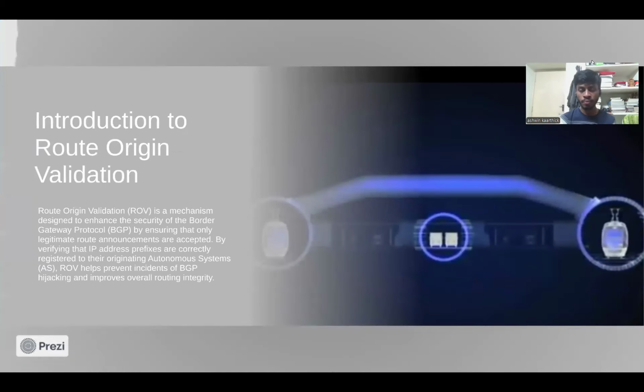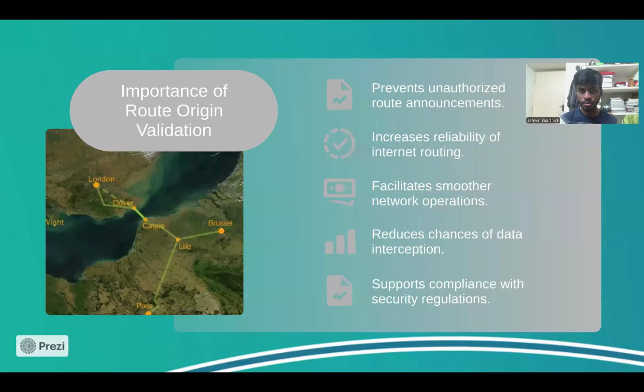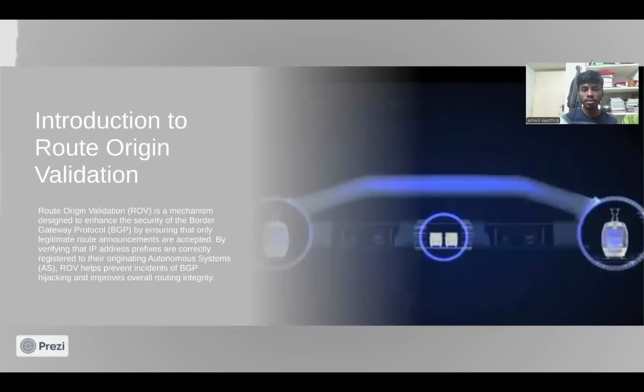So we studied BGP hijacking. Now we can dive into route origin validation. Route origin validation is a mechanism designed to enhance the security of the Border Gateway Protocol, which ensures that only legitimate announcements are accepted.